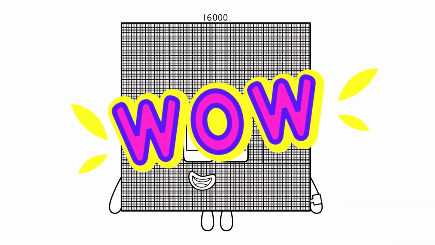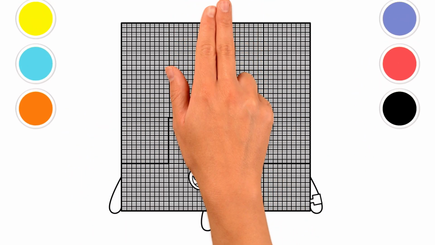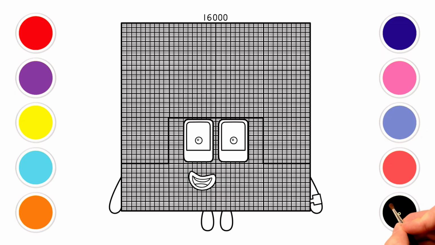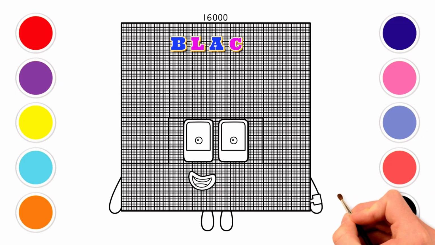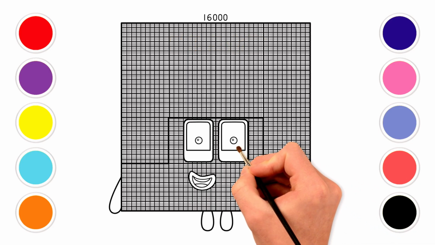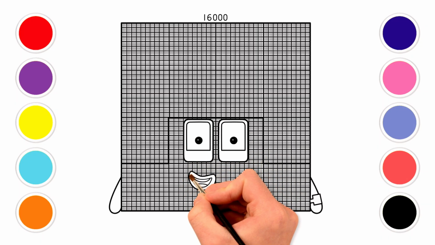Fantastic work, super learners! You've drawn Numberblock 16,000. Now let's color him in and bring him to life. Get your colors ready. Let's start. Count with me 1 to 10, let the color start again. 11, 12, 13, 14, 15, 16, 17. Pick up the black color. Spell it. B-L-A-C-K. Black pupils. Inside the mouth.